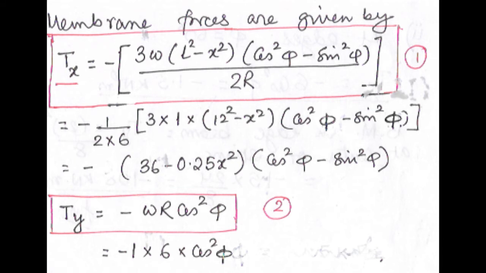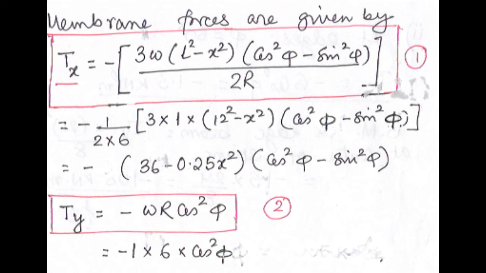In this equation, if you put the respective values, the radius of the shell r is given as 6 meter, so the denominator 2r is 2 into 6. Now the numerator: 3 into W. W means the snow load. Snow load is 1 kilonewton per meter square, given in the question. Then what is L? Span is equal to 2L, that is 24, so L is equal to 12. So 12 square minus x square.